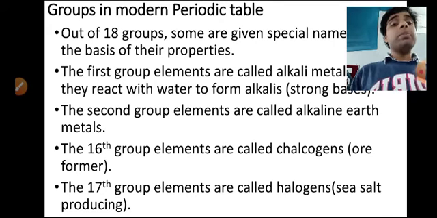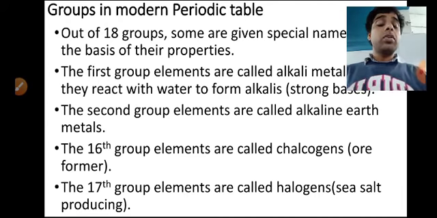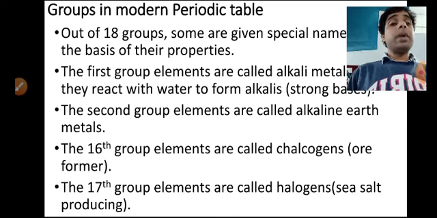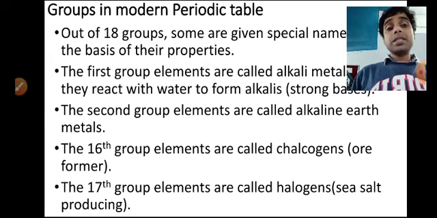The second group elements are called alkaline earth metals. Alkaline earth metal means it is also basic in nature. If it reacts with water, the alkalinity will increase. Second group elements are also called alkaline earth metals as they are obtained from the earth.